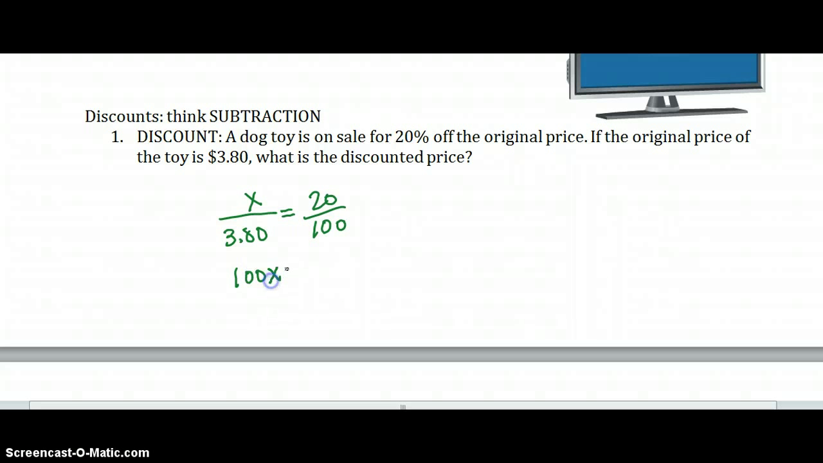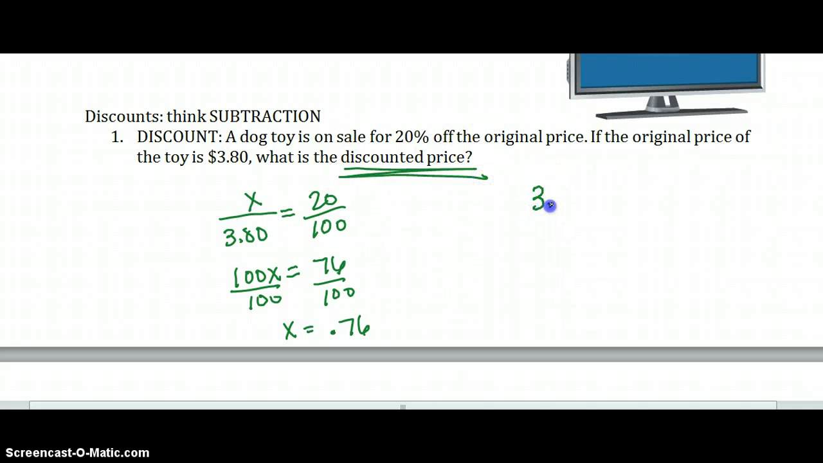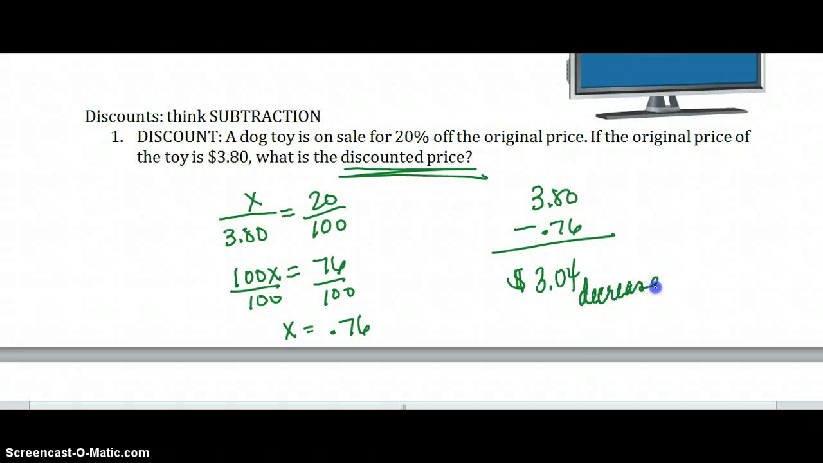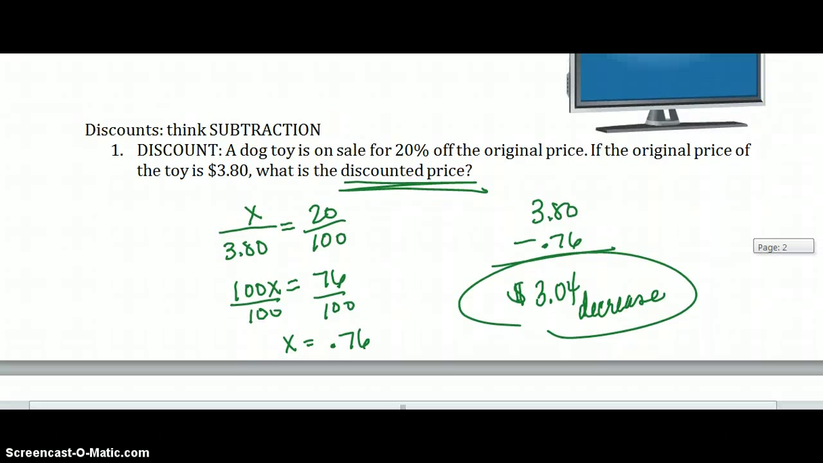I know I haven't been showing my work, so let's show my work on this one. 20 times 380 is 76. So when you divide that by 100, it's 76 cents, 0.76. So that's the discount to the toy. So again, it was a discount. So I'm going to say the original price minus 0.76 to get my new price on the dog toy for $3.04. And that was a reduction. So it was a decrease because it was on sale.